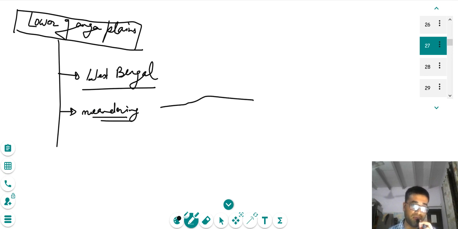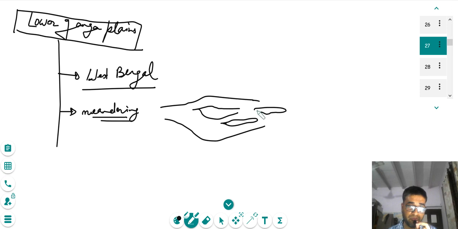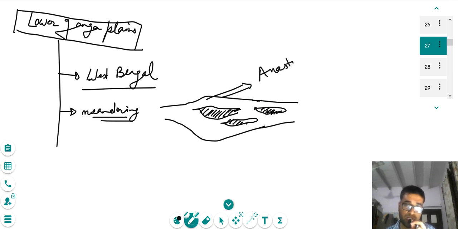For example, while meandering, the rivers deposit the sediments in this manner, because the flow of rivers becomes slow and rivers become sluggish in the lower Ganga plains. This leads to deposition of the sediments, forming a special kind of channel, and these kinds of channels are called anastomosing channels, right?